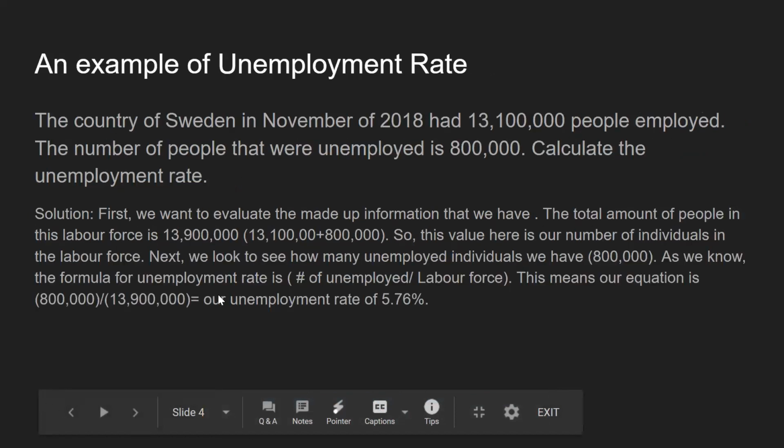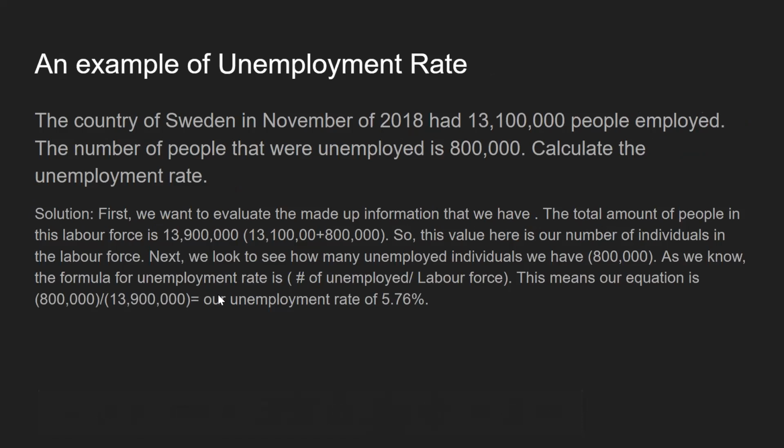So now we have an example of unemployment rate. This is just a made up example that I made. The country of Sweden in November of 2018 had 13.1 million people employed. And the number of people that were unemployed in this country at this time is 800,000. So calculate the unemployment rate.